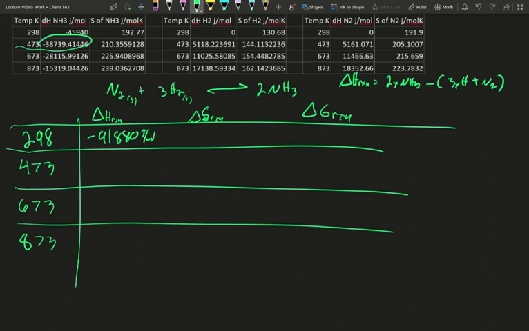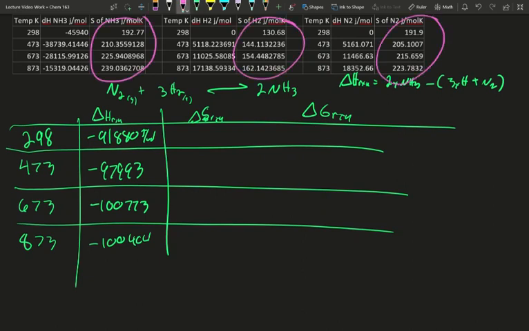Go ahead and do this for 473 Kelvin: negative 38,739 times 2, minus 3 times the hydrogen, so minus 3 times 5118, and also subtract the nitrogen of 5161. We'll find that our delta H of reaction here is minus 97,993, and if we continue down through the other two temps, we'll get minus 100,773 and minus 100,404.